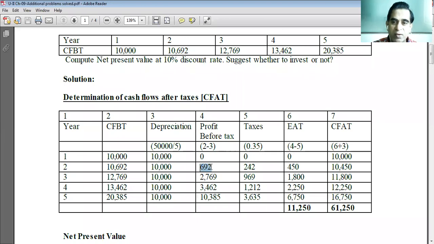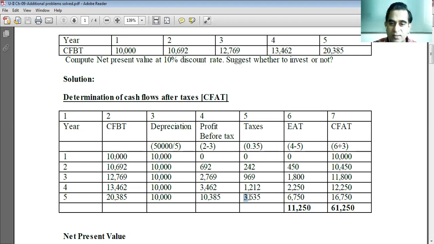Year 2, 692 minus 242 is equal to 450 rupees, the earnings after taxes in year 2. 2,769 minus 969 is equal to 1,800, the earnings after taxes in year 3. 3,462 minus 1,212 is equal to 2,250 rupees, the earnings after taxes in year 4.